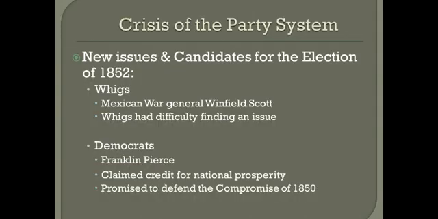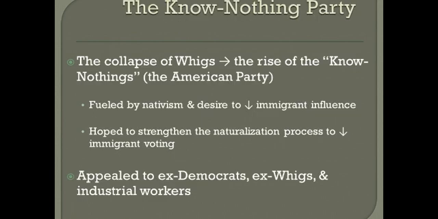So, new issues and candidates for the election of 1852. The Whigs and the Democrats are still the two key parties at this point for presidential elections, but you have this splintering that has occurred in the Congress. So the Whigs nominated Winfield Scott, and the Whigs had difficulty defining an issue. The Democrats nominated Franklin Pierce. He claimed credit for, the Democrats did, for national prosperity, and he promised to defend the Compromise of 1850.